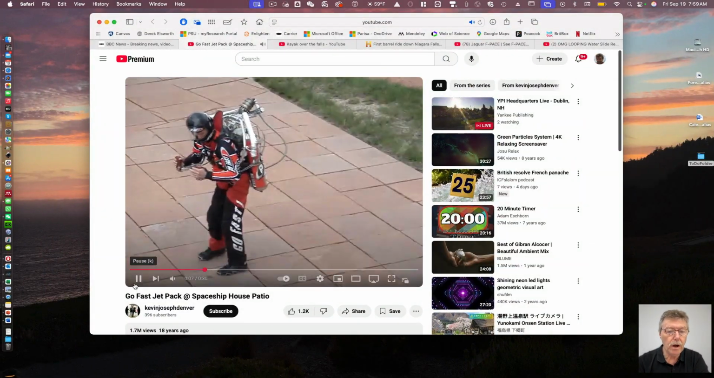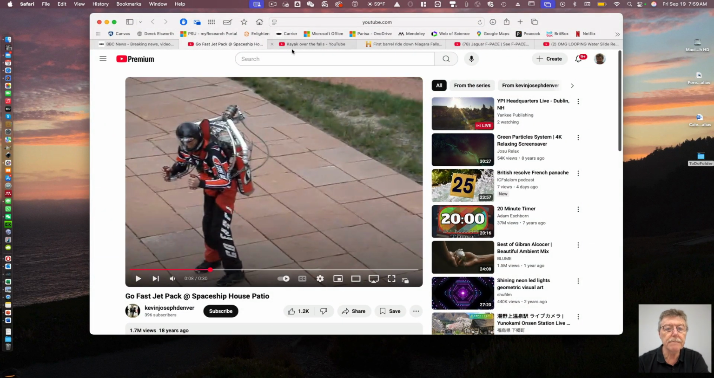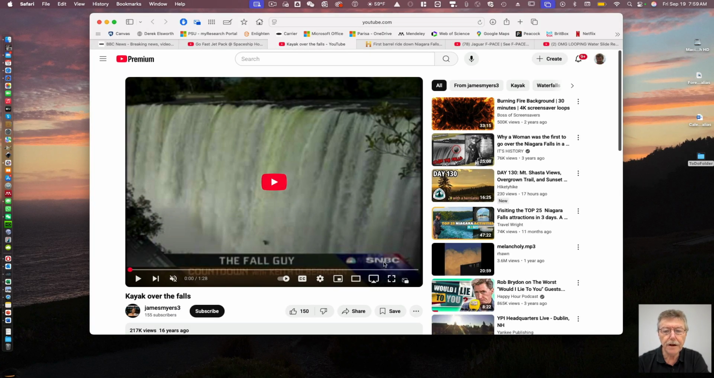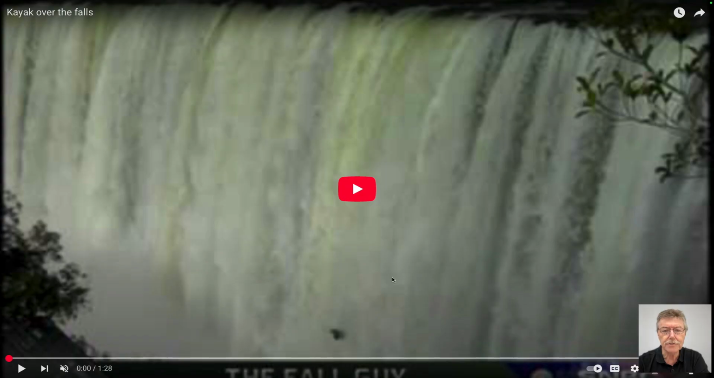So that's one. What else have we got? Oh yeah, this is just a bit of fun, because we'll do an example like this using Bernoulli. And so this is a different one. I think it's the falls in Brazil.